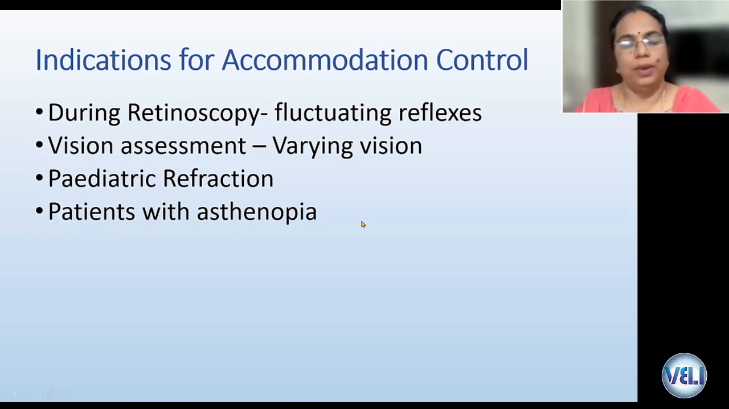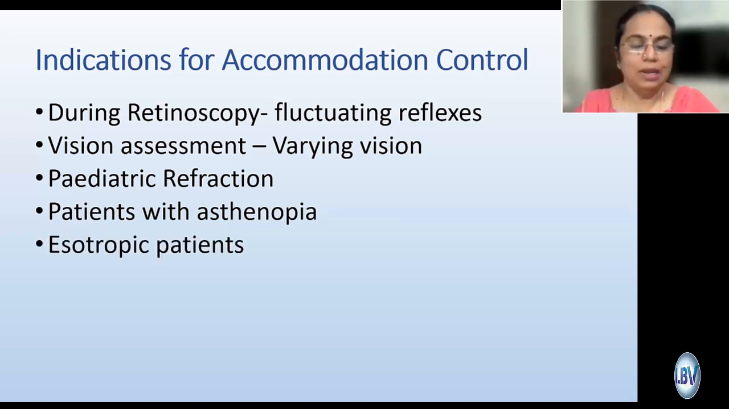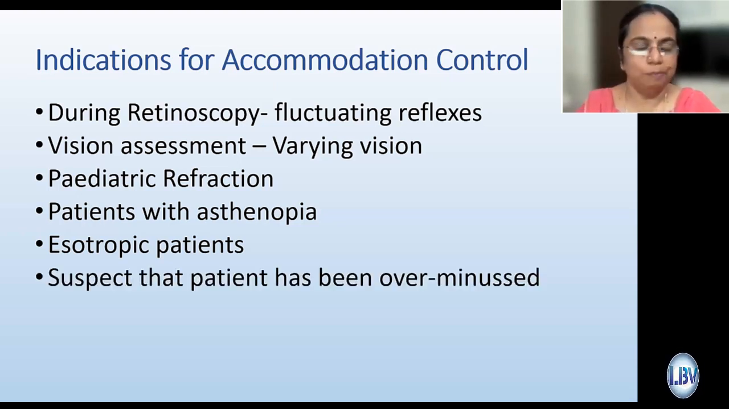Anybody who comes in with complaints of asthenopia, which include headache, eye strain, brow ache, difficulty with reading, letters jumping, distance blurring up once they're reading for a while, it is better to figure out what we're going to do with their accommodation as well. Any patient who comes with ocular deviations, especially esotropia, you will definitely need to look for what is happening with their accommodation.